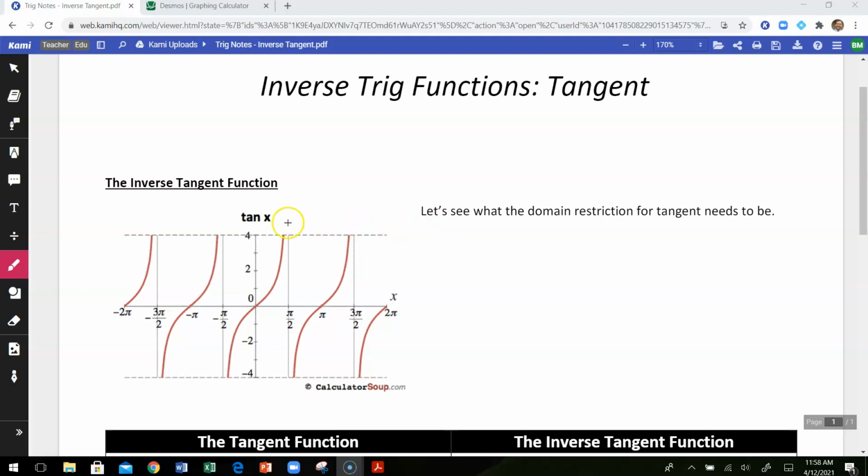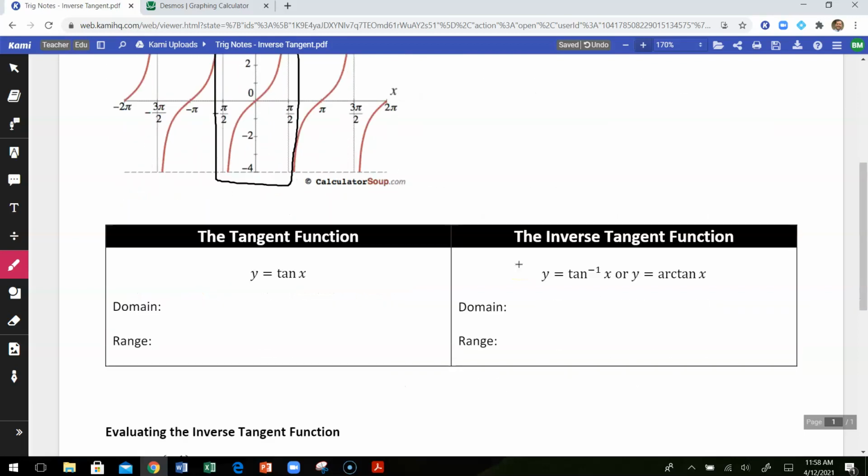So what we're looking for is an area of this function where we have all unique y values. And that area is going to be between negative pi over 2 and pi over 2. That's the same as what it was for sine. If you look at the tangent function from negative pi over 2 to pi over 2, you have all unique y values over that domain. If you go beyond that, then we start to repeat y values. So we're just going to look at negative pi over 2 to pi over 2.